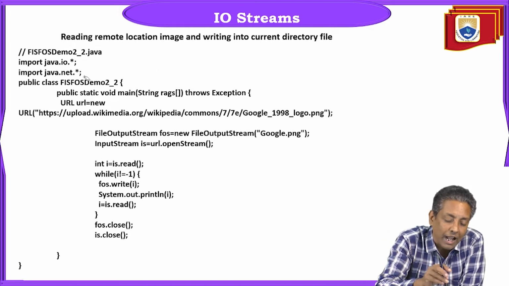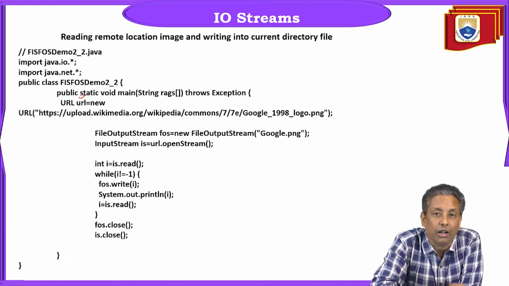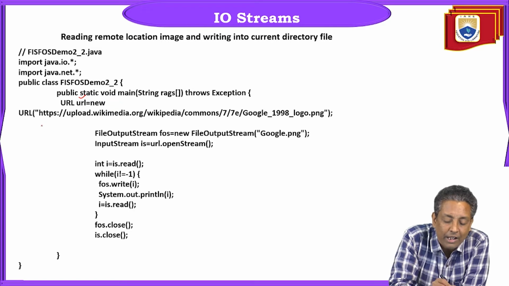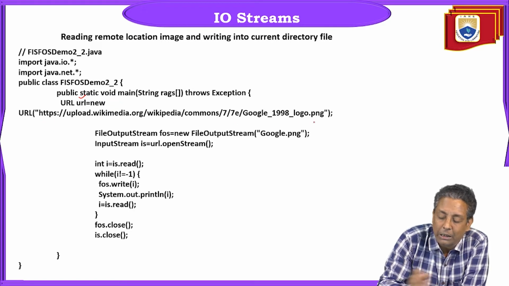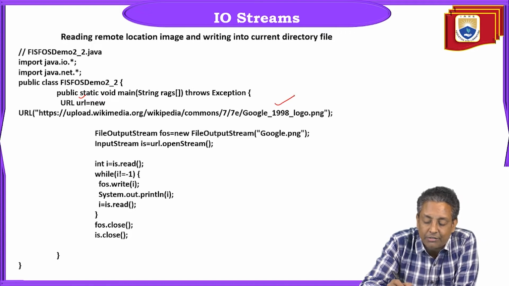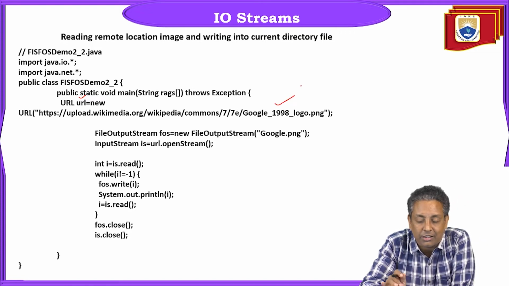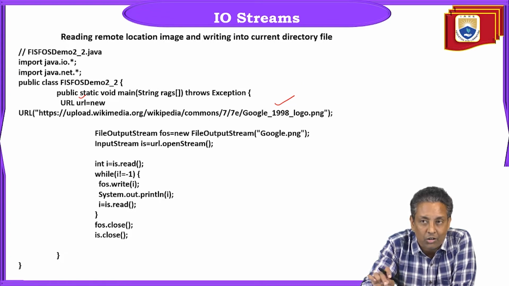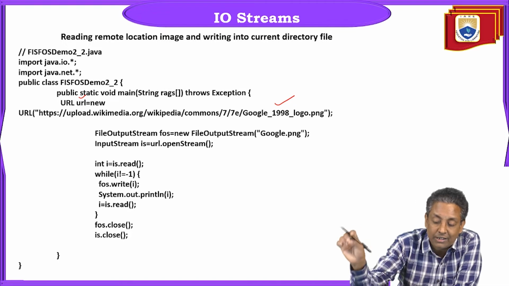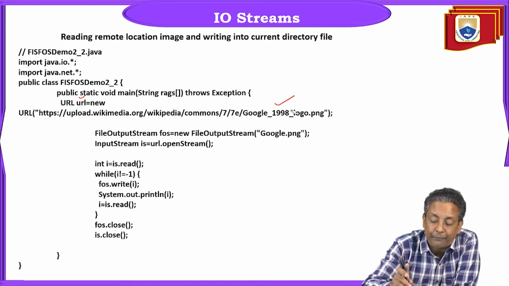In that package, there is one class with the name URL. URL u is equal to new URL. Here I am completely giving the path of the PNG. I tested yesterday whether this image is available or not. This is an already existing image on the World Wide Web. The existing image path I have given here. Hence we are calling it a URL.